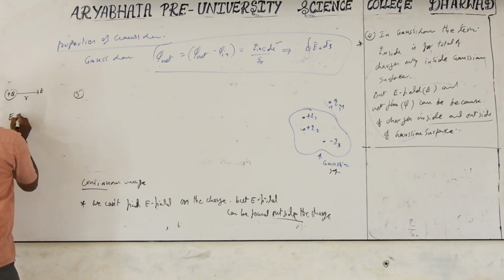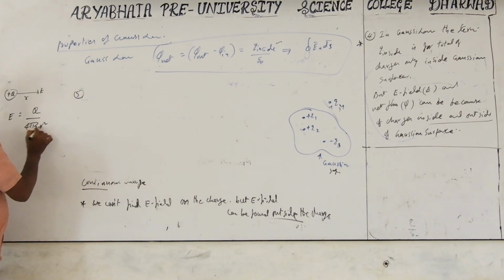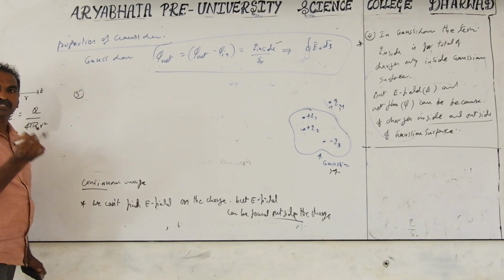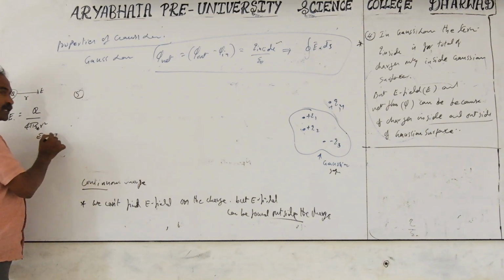This electric field formula we have already derived before: E is Q by 4 pi epsilon into R square, the expression for electric field in vacuum or air. When R increases, electric field decreases. At infinity, when R is infinity, 1 by infinity is 0, so electric field is 0. Whenever R decreases, electric field goes on increasing. But on the surface of the point charge, R is 0, and electric field becomes equal to infinity.